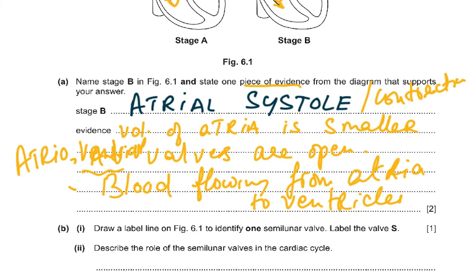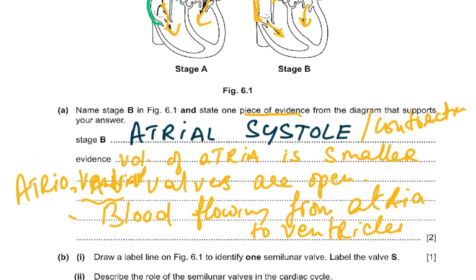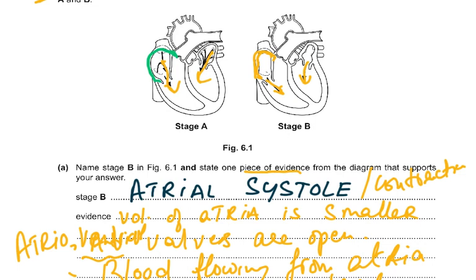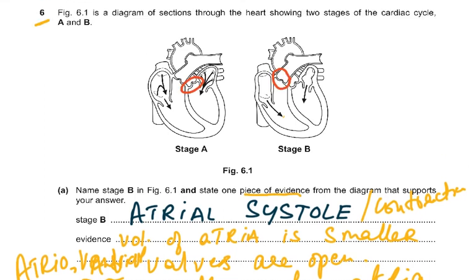Draw a label line on figure 6.1 to identify one semilunar valve. Label the valve S. So semilunar valves now, of course, is what we have to understand. The semilunar valves are very easy to identify. See, I've marked them in red, the semilunar valves. This one, here in stage B, you can see is coming out the right side, so that would be the pulmonary artery.